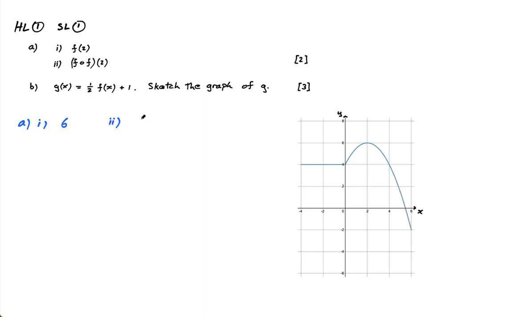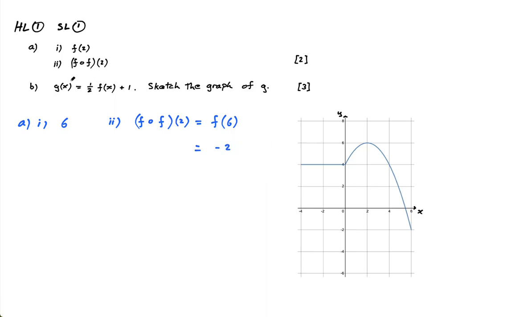And part II, f of f of 2. Well, we know f of 2 is 6. So let me just write this down. f of f of 2 is equal to f of 6, because you know f of 2 is 6. And that's the same thing. We go to 6 on the x-axis. Find where the graph is. Well, it's down here.